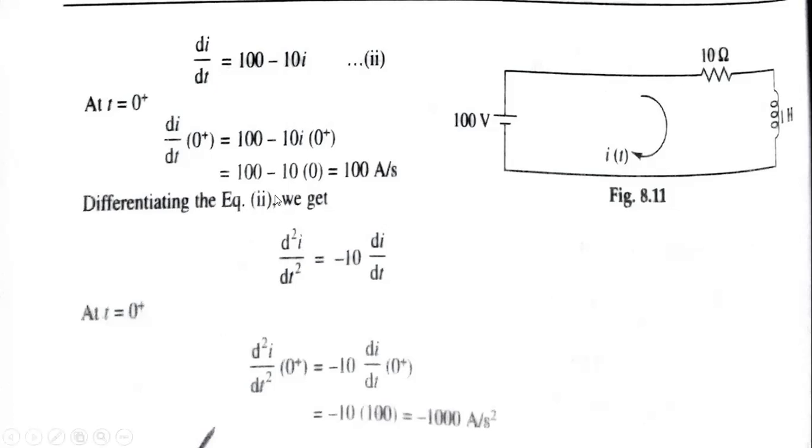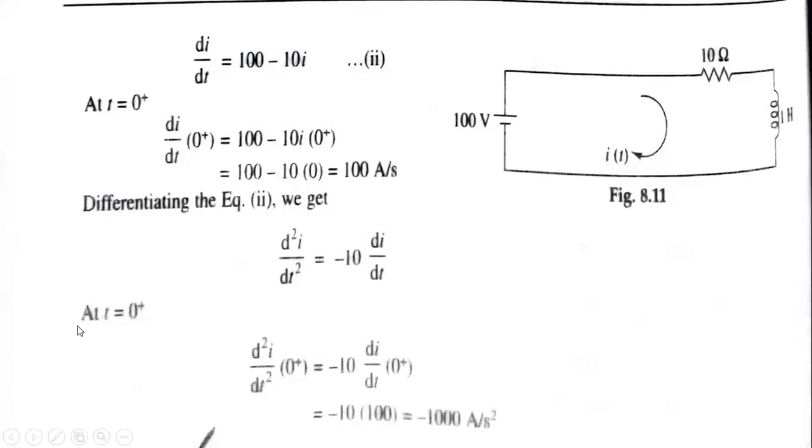So here, the second time, for the same equation, which one? This one. We are differentiating equation number 2. You will get d square I by dt square equals to this. So this term will be 0, minus 10 will be as it is, and this I will become di by dt. Now at t equals to 0 plus.